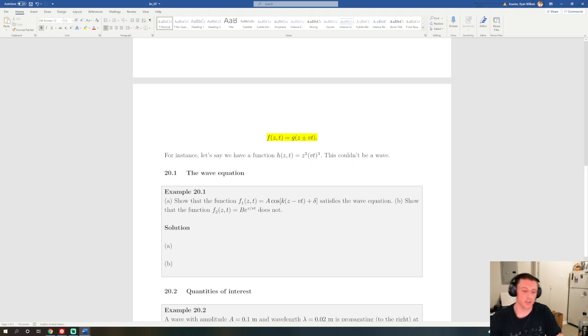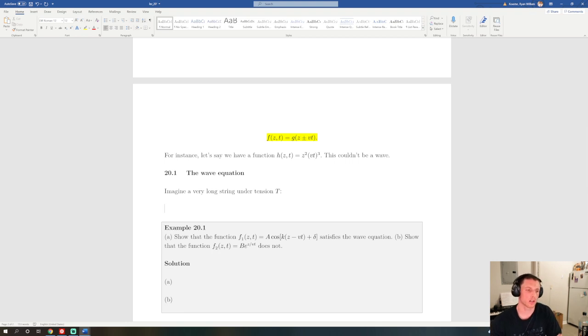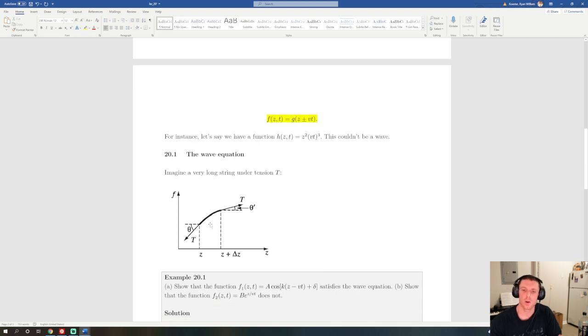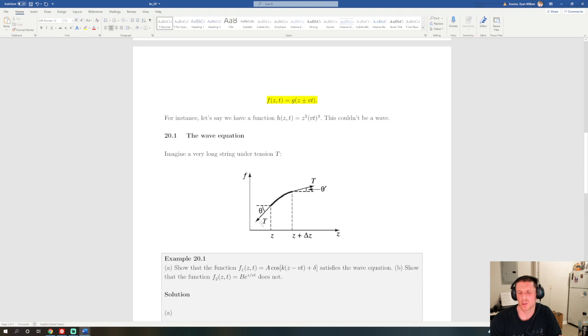Here, we're going to imagine a very long string under tension T. Let me put a quick diagram in here so you can see what I'm talking about. There's some string, maybe it's being wiggled. You could imagine that you have some dental floss and you're holding one end in your left hand and one end in your right hand, and you're just moving your hands up and down.